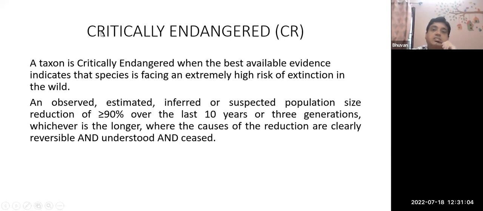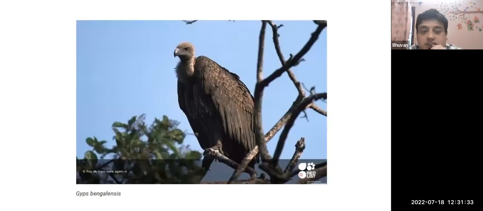The third category is critically endangered. Critically endangered species are facing an extremely high risk of extinction, and over a period of 10 years, a population reduction of 90% or more has been observed in such animals, plants, or microorganisms. Such organisms are clubbed under the category of critically endangered. Here is one example of a critically endangered organism: the white-rumped vulture, or white-backed Bengal vulture.